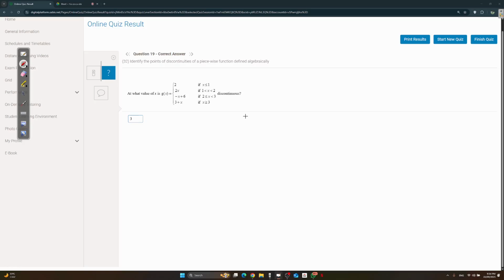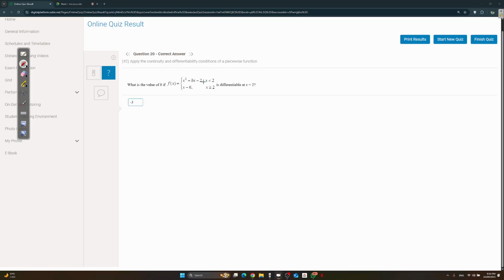Alright, this one here, at which value of x is it discontinuous? Really quickly, just substitute at the bounds. Here, you're going to get 2. 1 here, you're going to get 2. 2 here, you're going to get 4. 2 here, you're going to get 4. 3 here, you're going to get 3. And then 3 here, you're going to get 6. So 2, 2, 4, 4, 3, 6. As you can see, they're not equal. At what x value was that? At x equals 3. So that means the answer is 3.